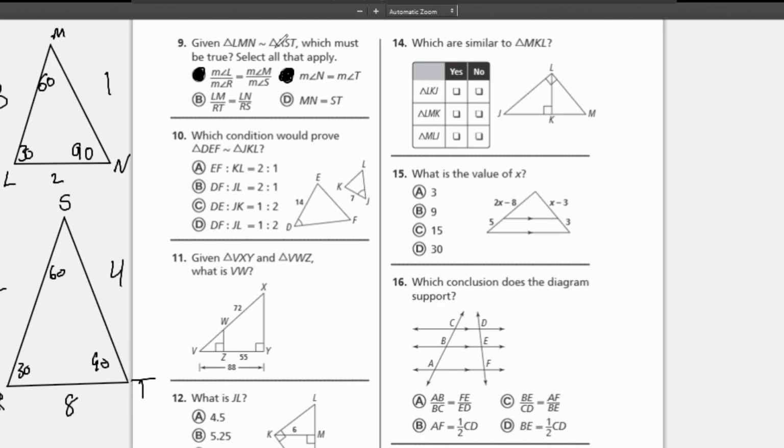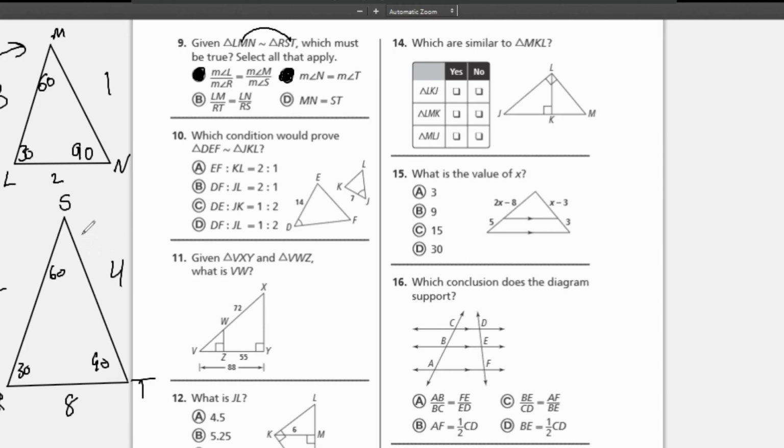LMN is congruent to RST. I wrote my letters by starting at the bottom left and going in a clockwise fashion around the triangle. LMN, RST, and just like I can see here, L and R need to be in the same spot on both triangles. They are.